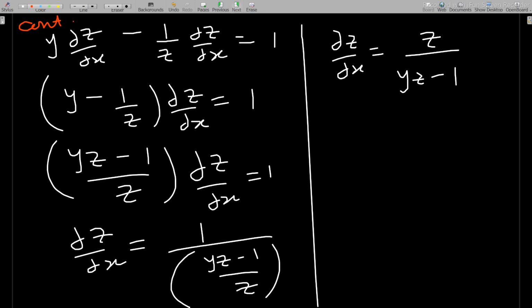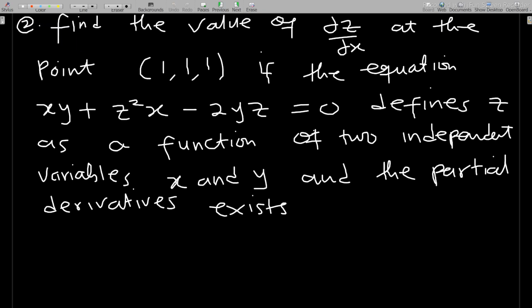Now let's move on to the next question. The next question is saying to find the value of del z del x. Not only should we find del z del x, but you are supposed to evaluate it at the point 1 1 1. A different equation is given here: if the equation xy plus z squared x minus 2yz equals 0 defines z as a function of two independent variables x and y, and the partial derivative exists.